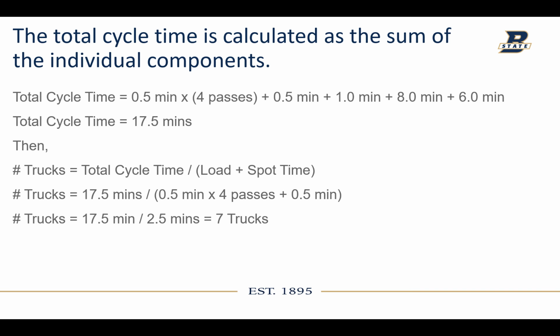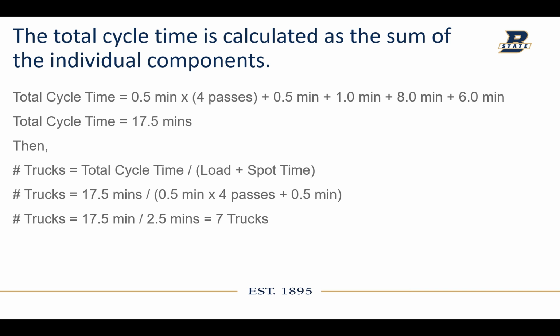So then the number of trucks is the total cycle time divided by the load plus spot time. Okay, so we have 17 and a half minutes, and we divide that by half a minute times 4 passes plus the half minute for spotting, right? So how long it takes to back up. And that gives us 17 and a half minutes divided by 2.5, right? Because that's how long it takes to load a truck. With that, you need 7 trucks in this system. So that's how you calculate that.